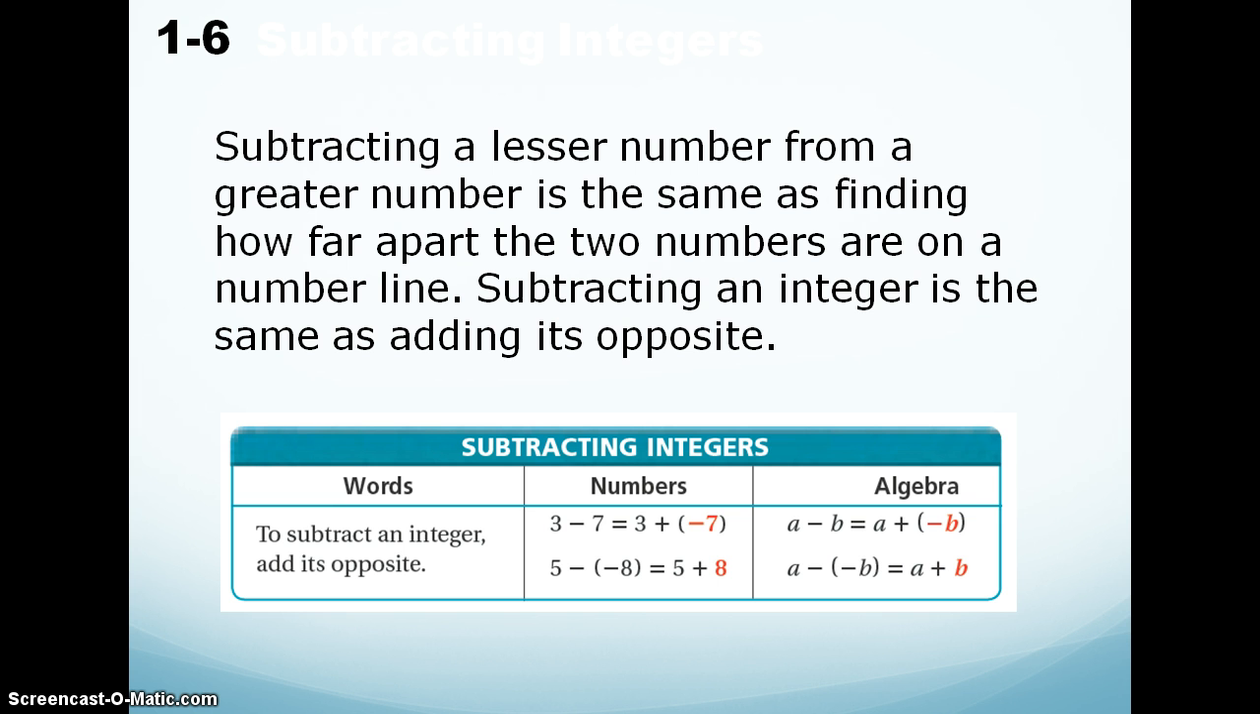If you look at the two examples that we have, 3 minus 7. If you are at positive 3 on a number line and you're subtracting 7, you're going 7 spots to the left. That's the same as taking 3 plus negative 7. When it's 5 minus negative 8, when you see minus a negative, that can be turned into a plus sign. So essentially that question is asking, what is 5 plus 8?